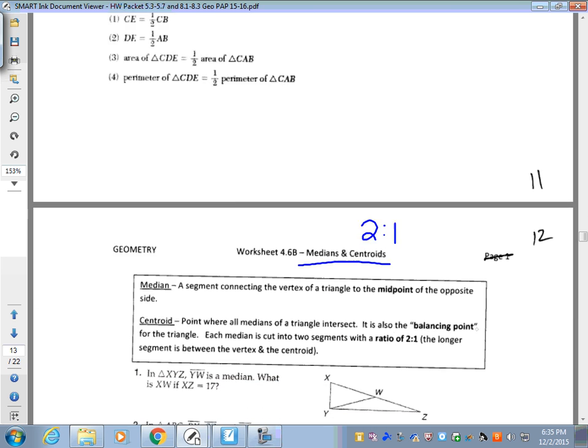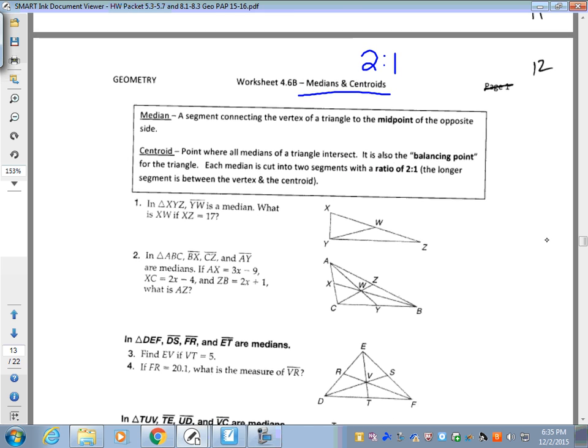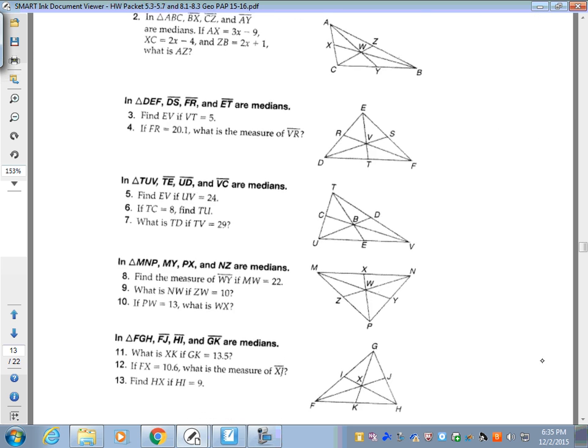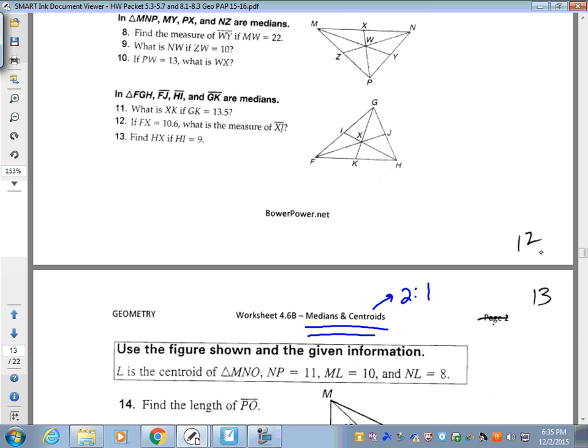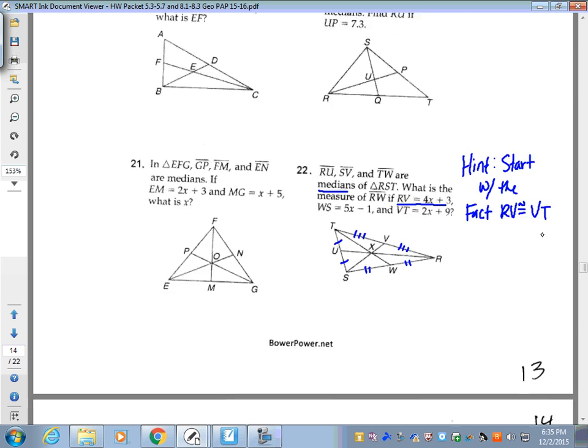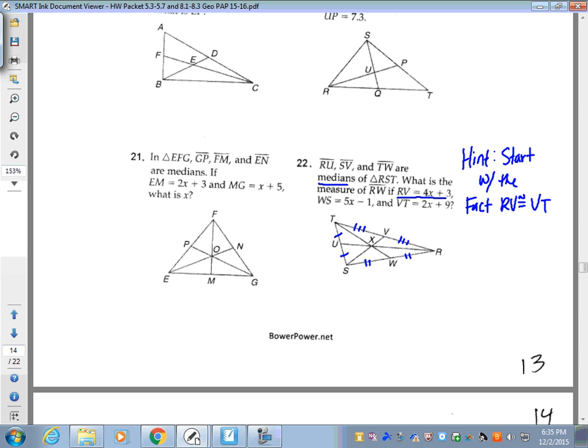That's your hint. When you get here, I think the next 2 pages is dealing with medians and centroids. Remember 2 to 1. Again, you're going to do 2 to 1 ratio all through on here. 2 to 1 again, all through here. Some problem solving on 22. You're dealing with medians. I went ahead and marked them to show you that.